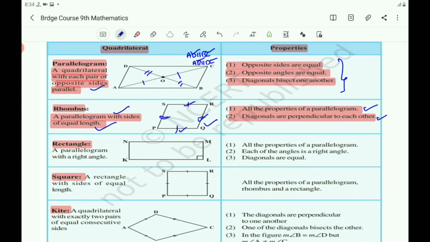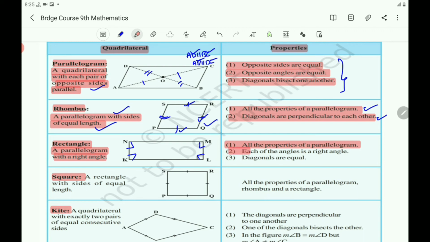Now you take the rectangle. What is rectangle? It is a parallelogram with a right angle. Here all the angles are right angles. And also it has all the properties of parallelogram. Opposite sides are equal, opposite angles are equal, diagonals bisect each other. All the properties of parallelograms hold good for the rectangle.